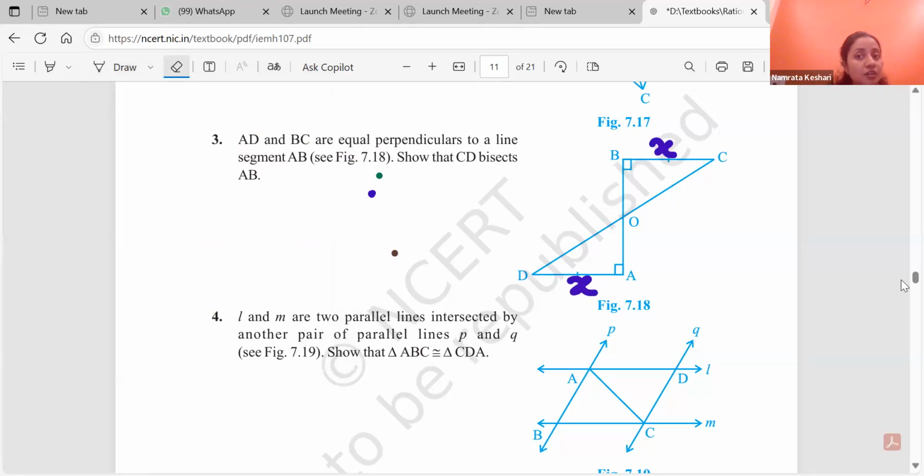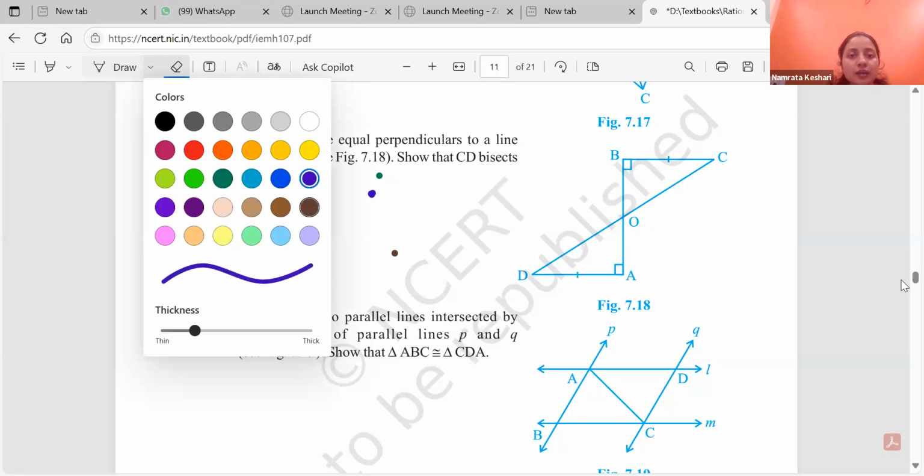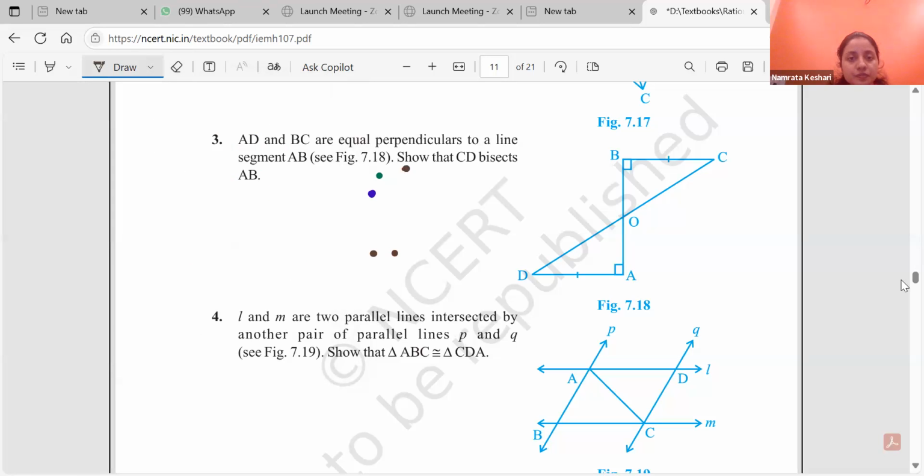I'm not saying it is written in the question. Okay, I'm making 90 degrees with this AB. That too is given in the question. Now the next part says: show that CD bisects AB. Show that line segment CD is bisecting the line segment AB.